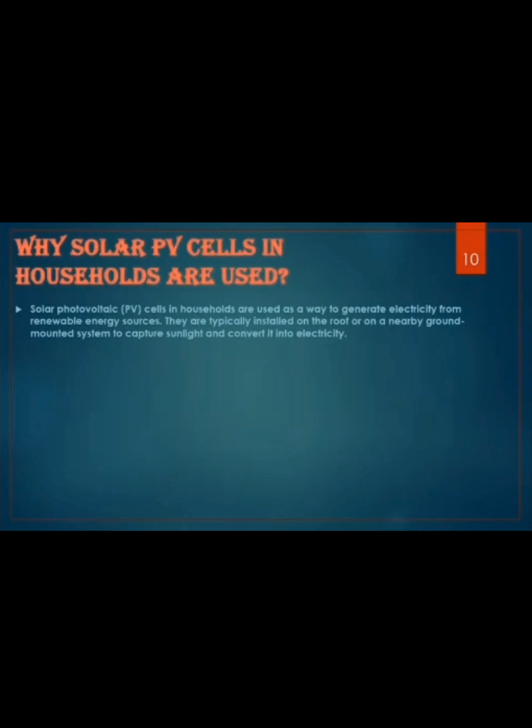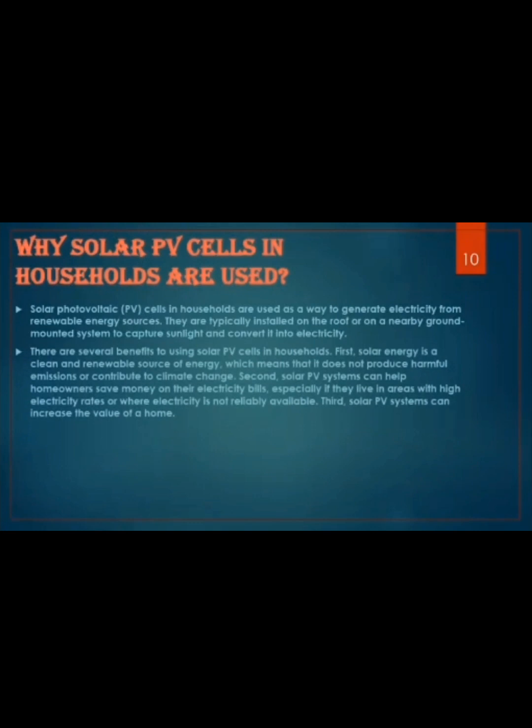Why are solar PV cells in households used? Solar PV cells in households are used as a way to generate electricity from a renewable energy source. They are typically installed on a roof or a nearby ground-mounted system to capture sunlight and convert it into electricity. There are several benefits to using solar PV cells in households. First, solar energy is a clean and renewable source of energy, which means that it does not produce harmful emissions or contribute to climate change.